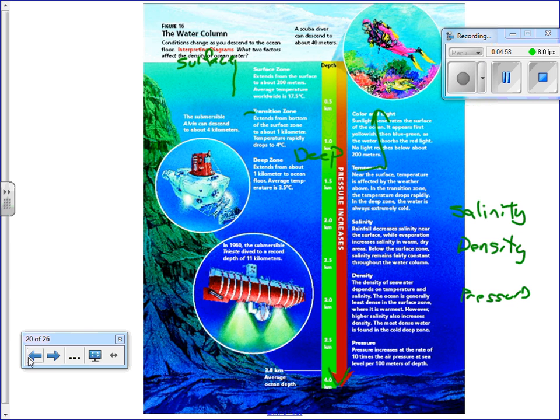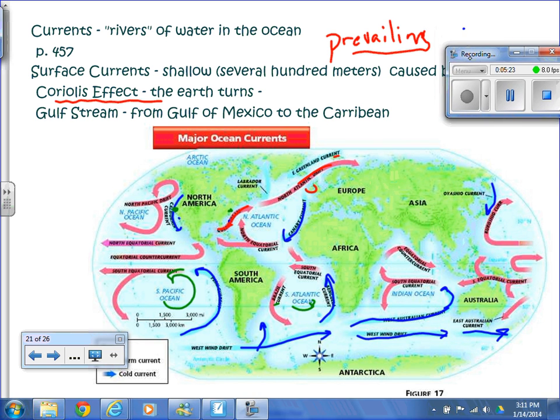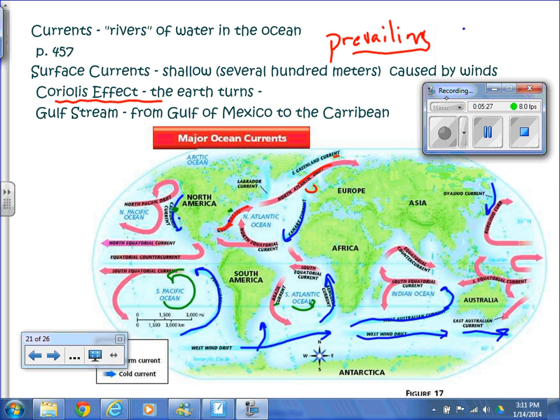The two things that we're going to, so there's two major types of currents. There are surface currents and deep currents. The density and the temperature are mostly going to affect the deep currents, so we'll do that in just a second. So the surface currents are shallow currents, shallow as in a couple hundred meters deep, and these are primarily caused by winds.